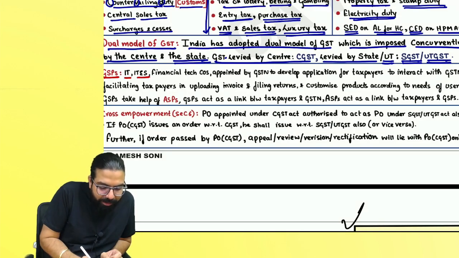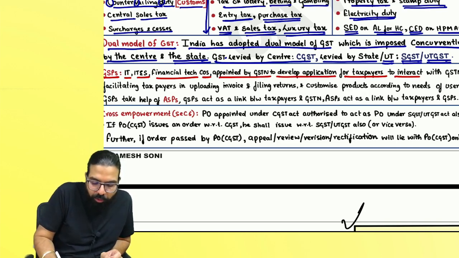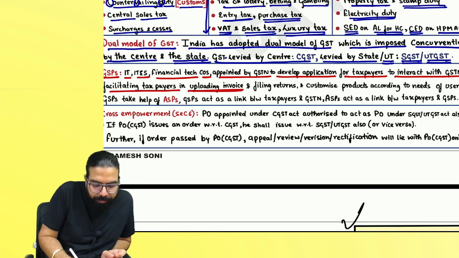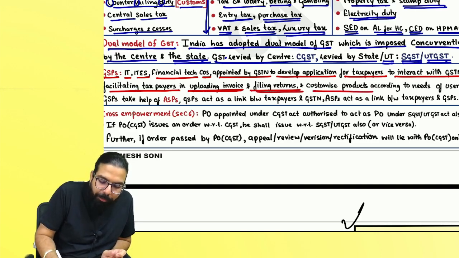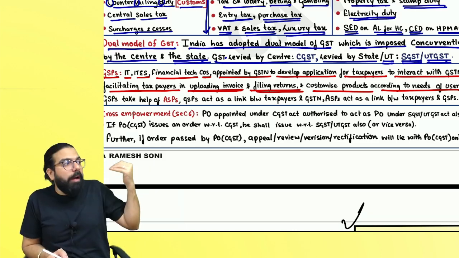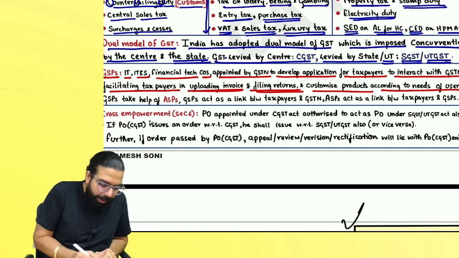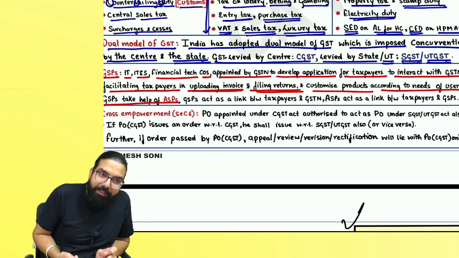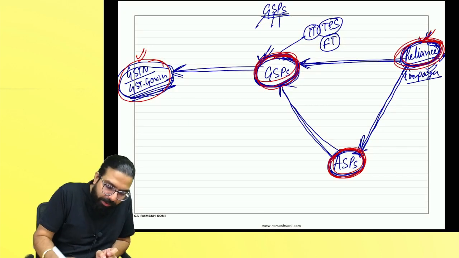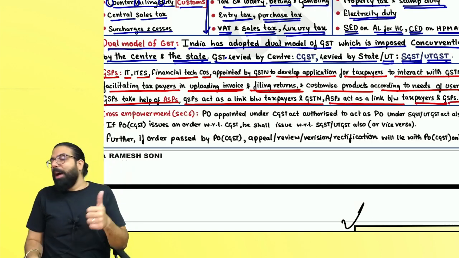Everyone over here, GSPs. These are IT, ITES, financial technology companies who are appointed by whom? GSTN, to develop the application for taxpayers to interact with what? GSTN. They facilitate taxpayers in uploading invoices and filing of returns. They customize the product according to the need of users. Might be Reliance needs some different kind of software. Might be Tata needs a different kind of software. So they develop the software according to the need of the users. And then GSPs also take the help of ASPs, application service providers, and GSPs act as a link between whom? Taxpayer and GSTN. ASPs act as a link between whom? Taxpayer and GSP. Are we all 100% clear?